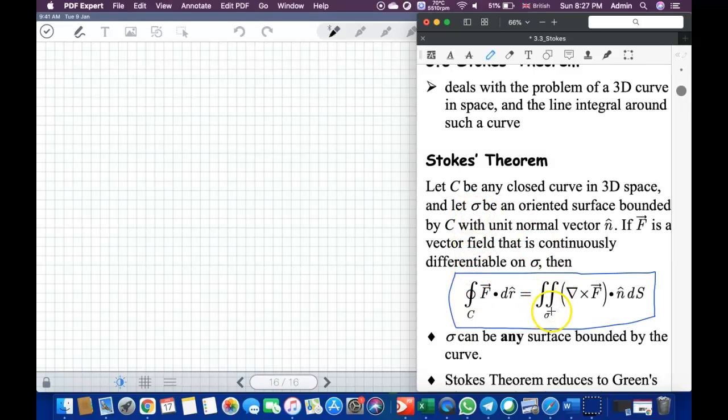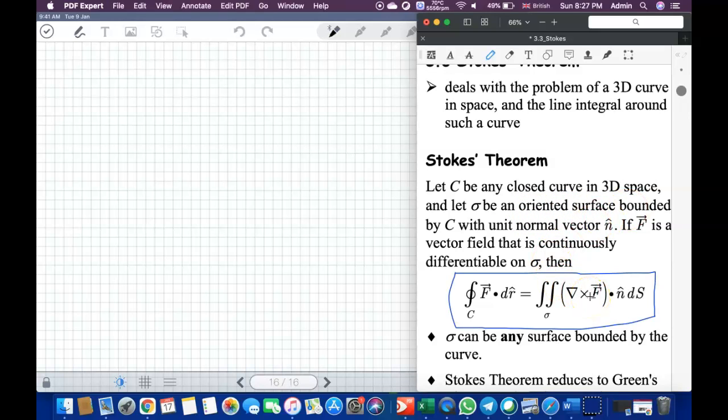And you can see the sigma here. We know that sigma stands for surface. Let sigma be an oriented surface. Okay, oriented surface. What is the meaning of oriented? So, you can obtain the normal to the surface. Okay, an oriented surface bounded by the curve C.